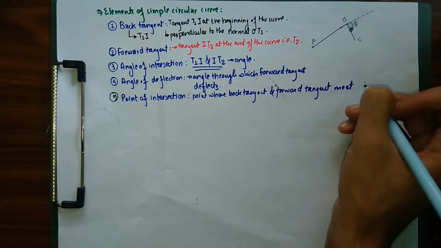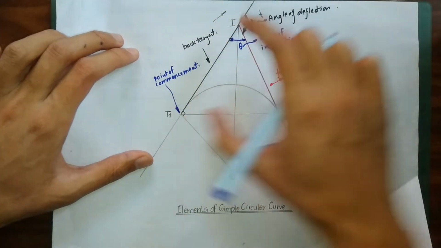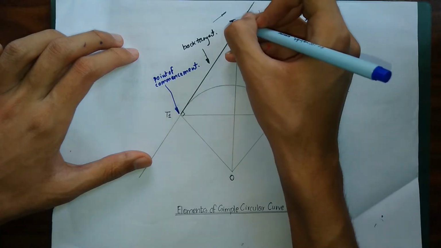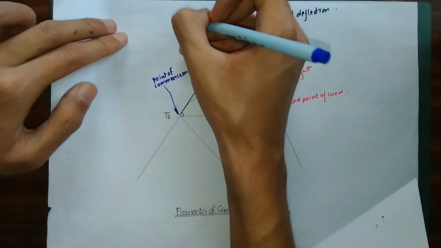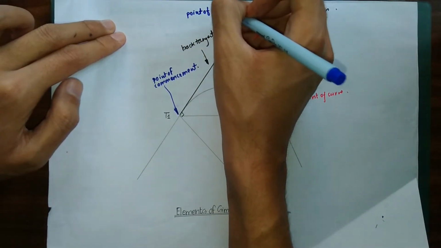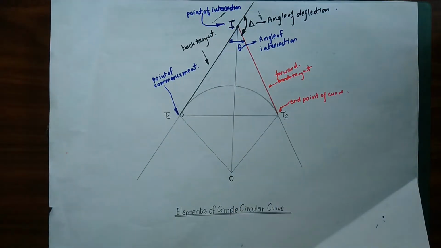To show it in our figure, as you can see over here, we have our back tangent here, forward tangent here, and our back tangent and forward tangent have met at this point I. So this point I is our point of intersection.